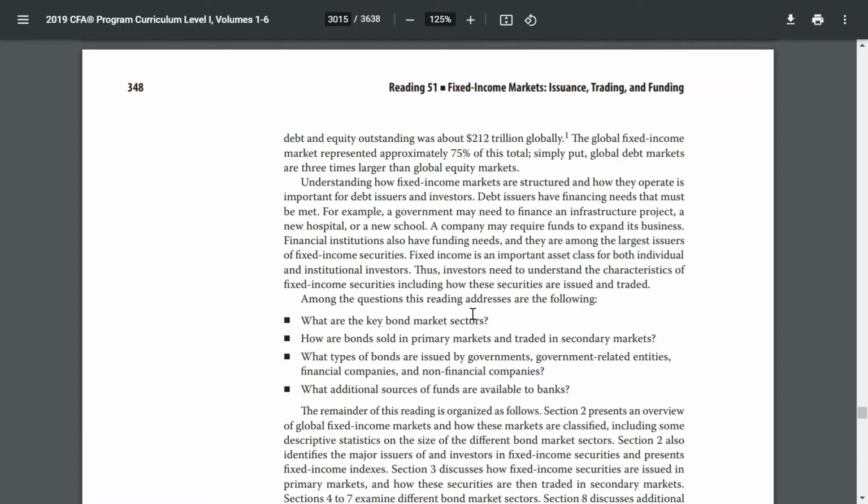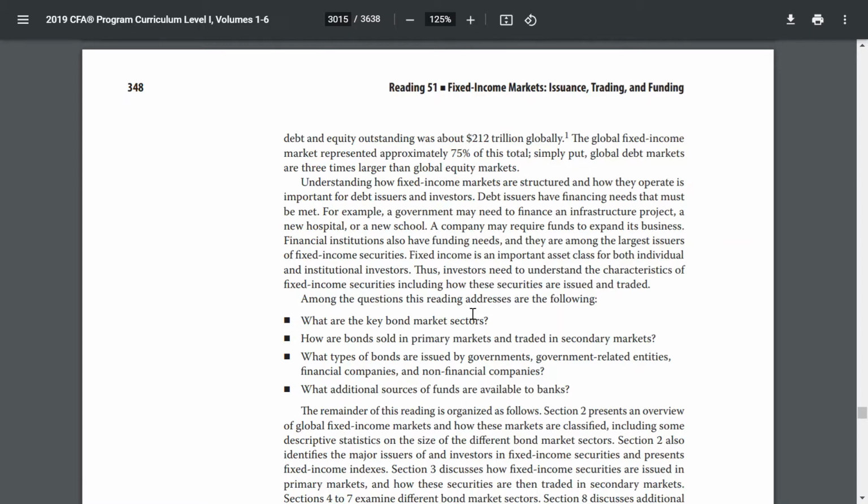Understanding how fixed income markets are structured and how they operate is important for debt issuers and investors. Debt issuers have financing needs that must be met. For example, the government may need to finance an infrastructure project, a new hospital, or a new school. A company may require funds to expand its business. Financial institutions may have funding needs, and they are among the largest issuers of fixed income securities. Thus, investors need to understand the characteristics of fixed income securities, including how these securities are issued and traded.